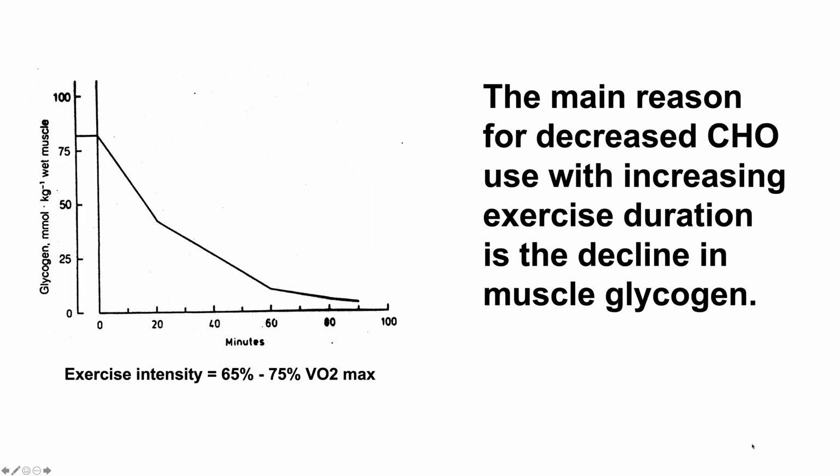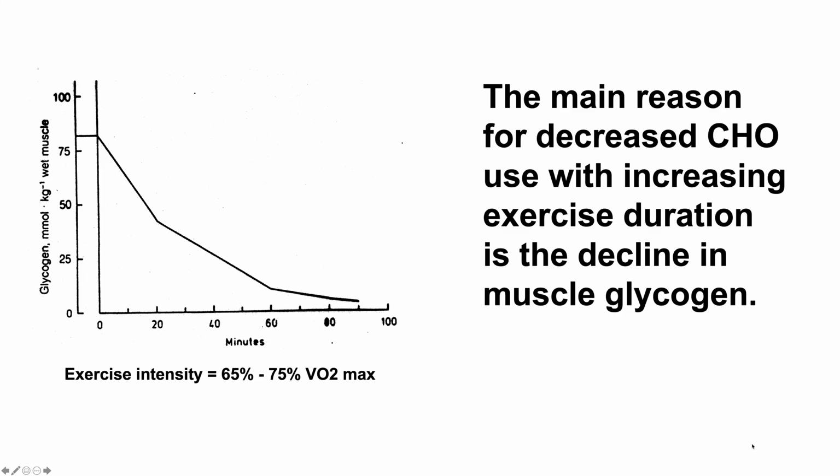This is the main reason for decreased carbohydrate use with increase in duration: decline of muscle glycogen. And you can see right here within about 20 minutes, you see that steep decline in muscle glycogen levels in a very short amount of time. And then with an hour and a half or so, you're basically almost fully depleted.